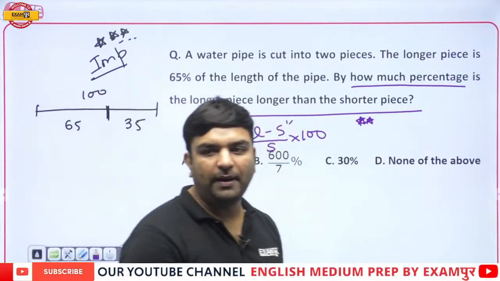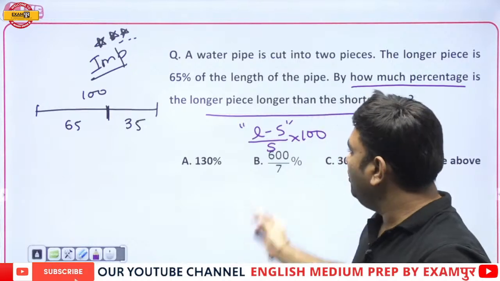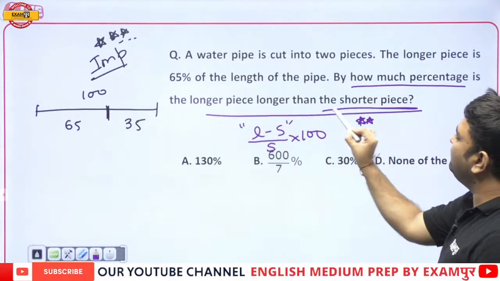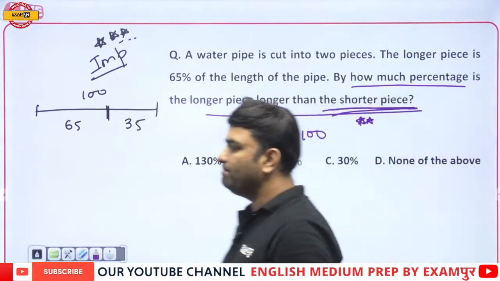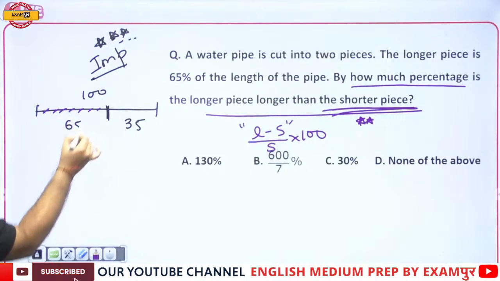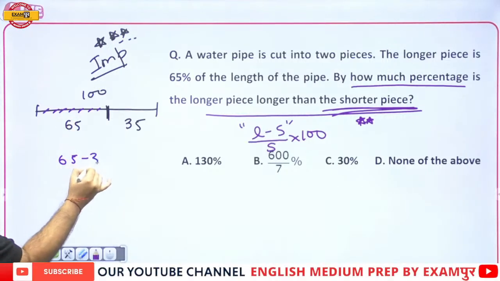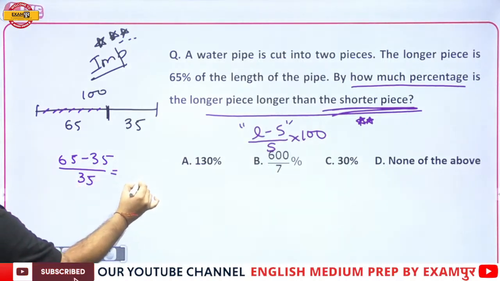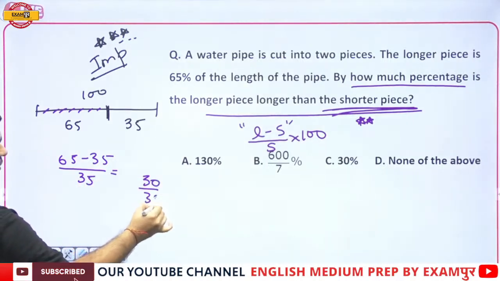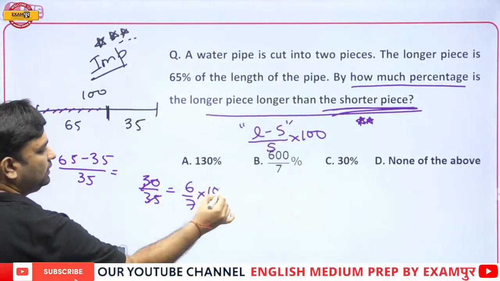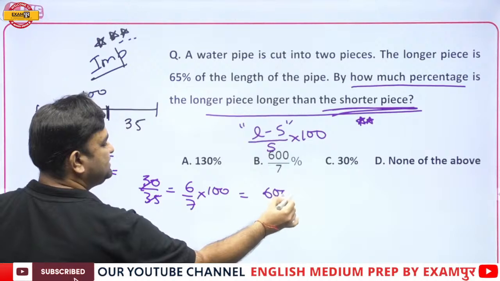Basically they are asking by how much percentage the longer is greater than the shorter. So the comparison would be done with the shorter. The longer is 65, the shorter is 35. Divide by the shorter, 35. The difference is 30 by 35, so it is 6 by 7 into 100, that is 600 by 7%.